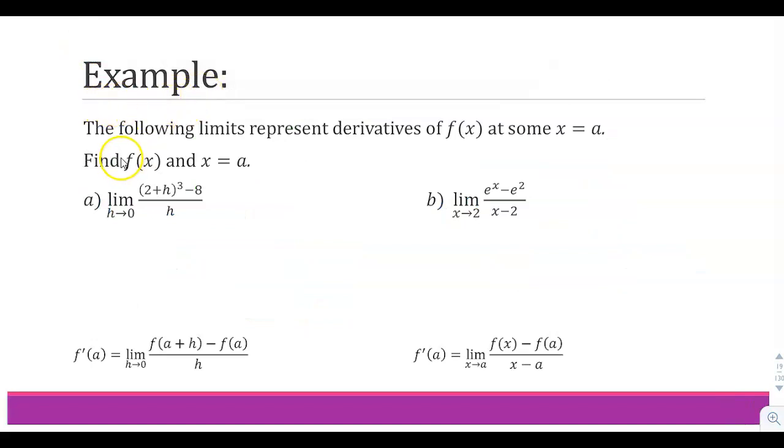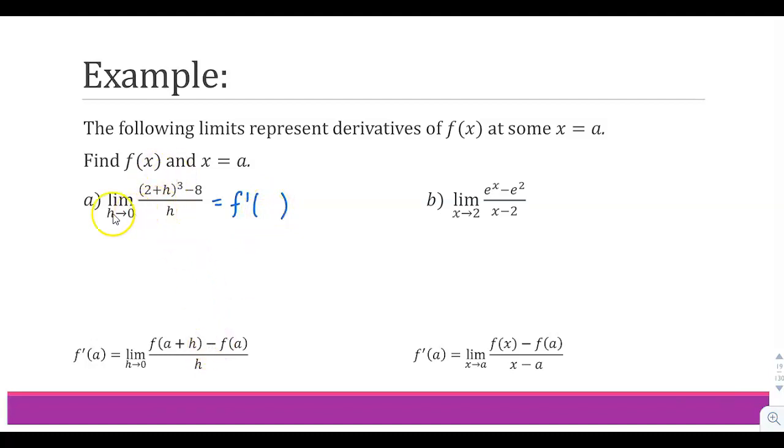In this example, we'll work backwards. The following limits represent derivatives of f of x at some x equals a value. Find f of x and find x equals a. So we have the limit of a difference quotient. We have the derivative, so this is equal to f prime of some number. So we're looking for what is that number, and then what is that function f? What's the original function we're trying to take the derivative of?